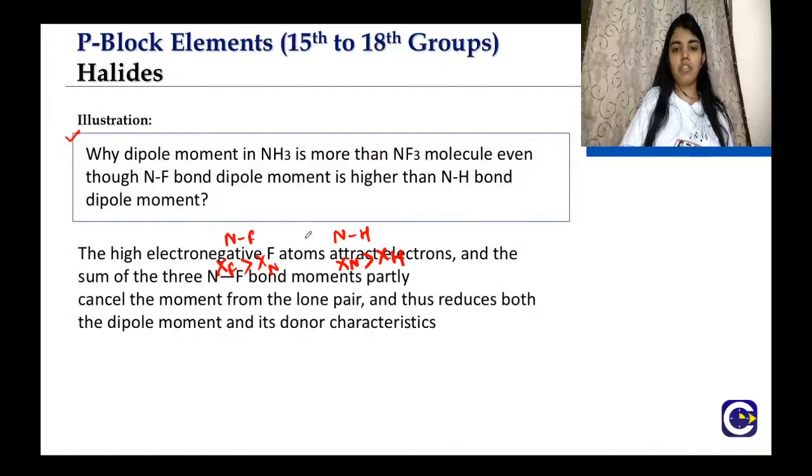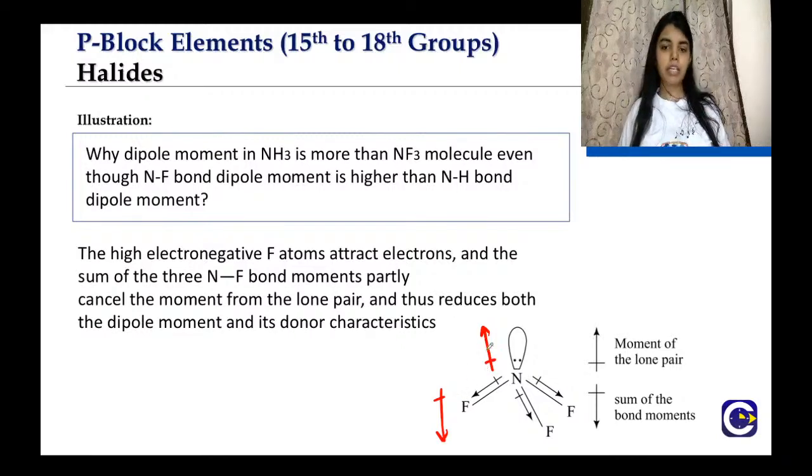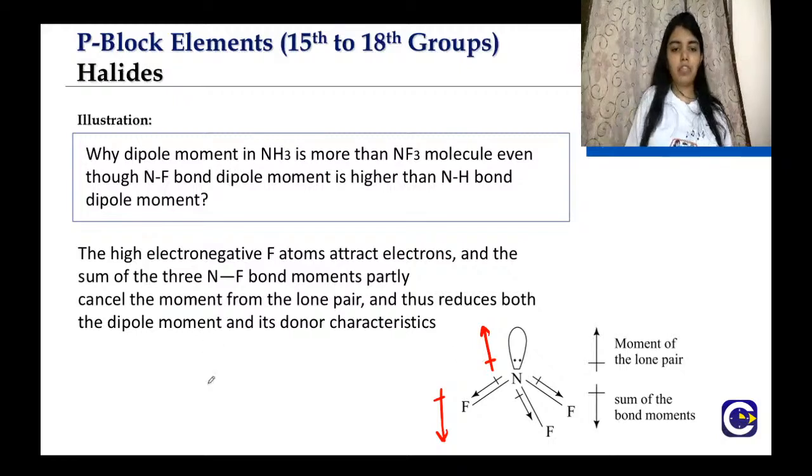So if you draw these structures, this is the structure for NF3, right? The dipole will be towards the fluorine itself. So the resultant dipole will be here. While for the lone pair, the dipole will be here. So basically these dipoles cancel out each other, not equally, but to some extent they cancel out each other. Therefore, the resultant dipole moment of the NF3 molecule is less than that of the NH3 molecule.